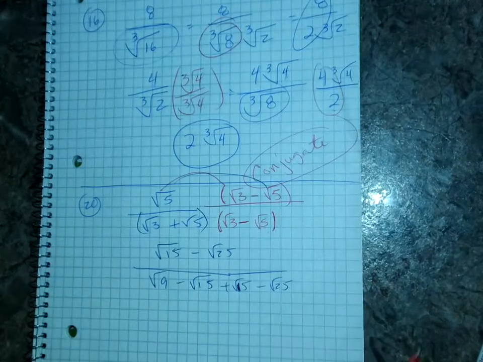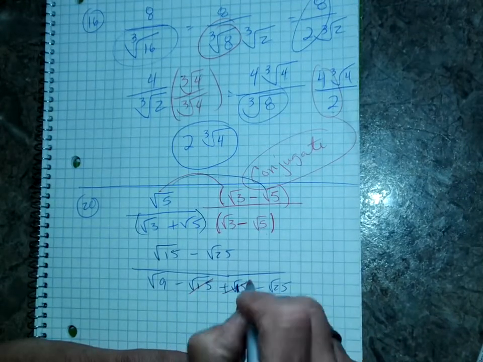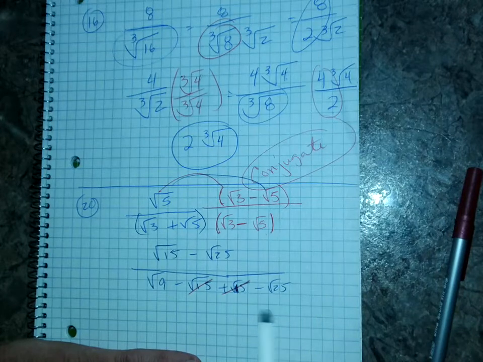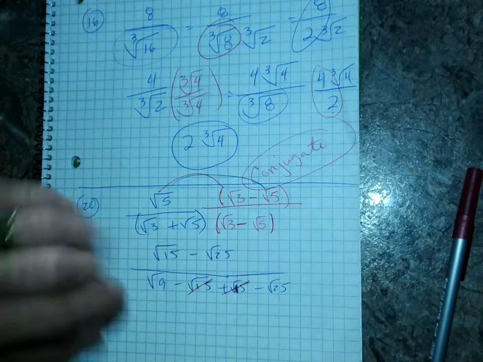Okay, why does the conjugate work? Because it makes the middle terms disappear. That's why the conjugate works. So these two middle terms disappear. Let's see what else we have.